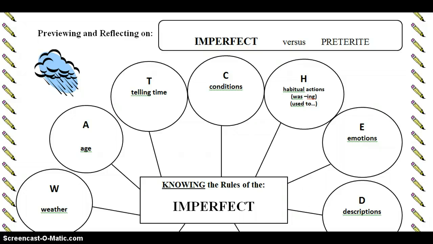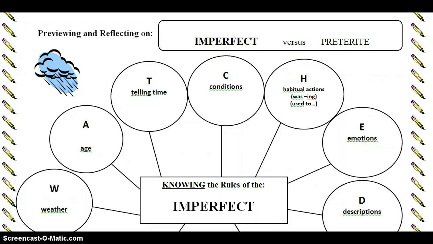The next letter in the acronym WATCHED is the letter A. Whenever you state someone's age, use the imperfect in the past tense to say, she was 5 years old when, or I was 10 years old when. This is the imperfect past tense.